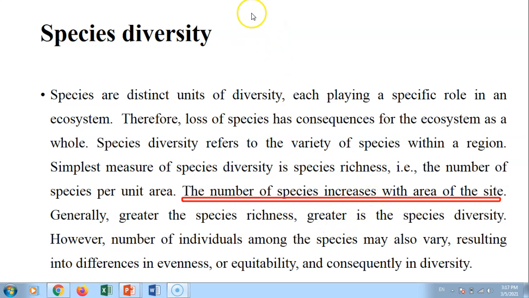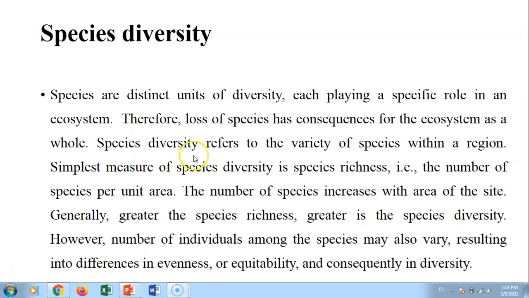So generally, the greater the species richness, the greater is the species diversity. However, the number of individuals among the species may also vary, resulting in differences in evenness or equitability and consequently in diversity.